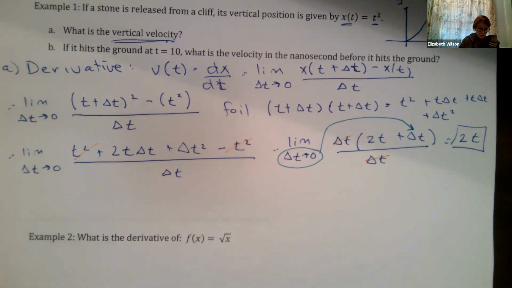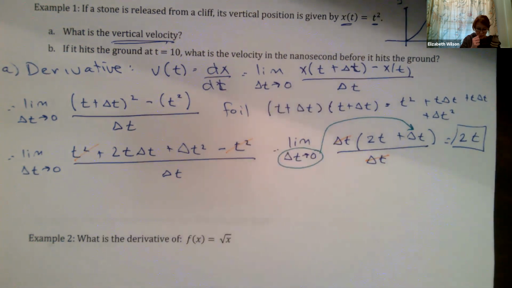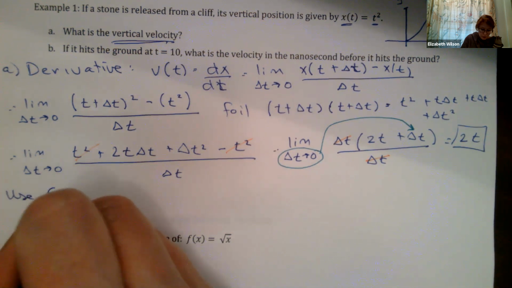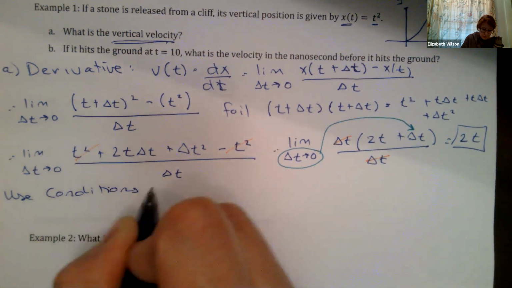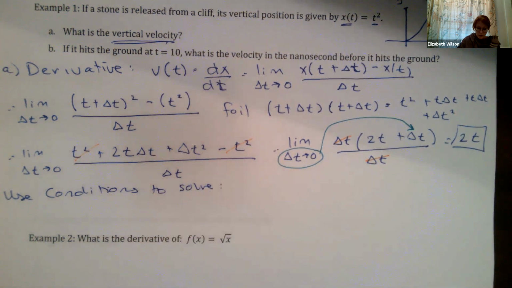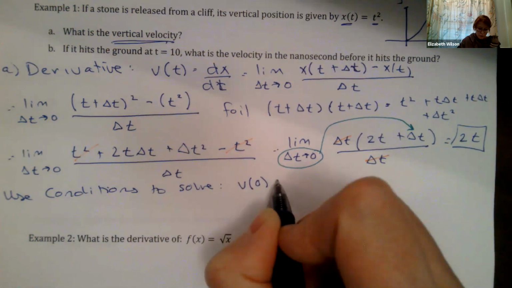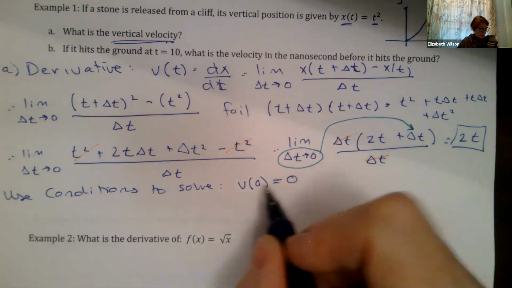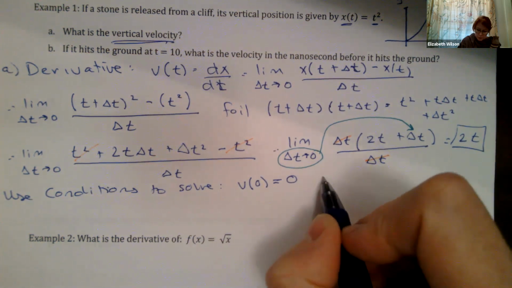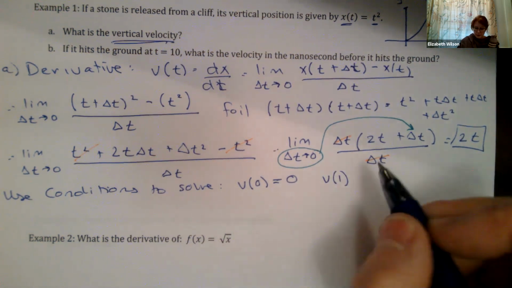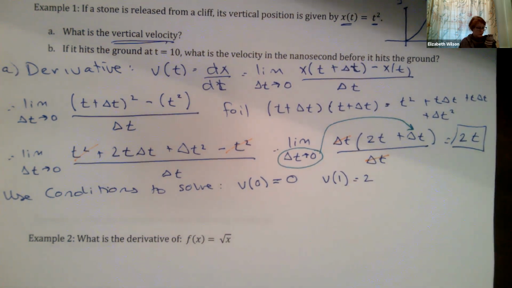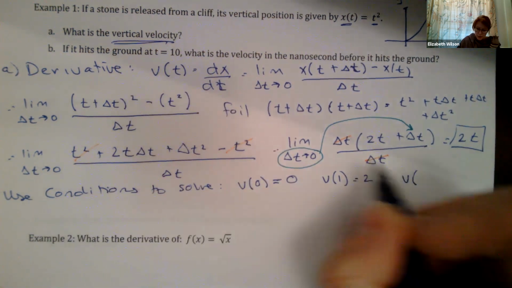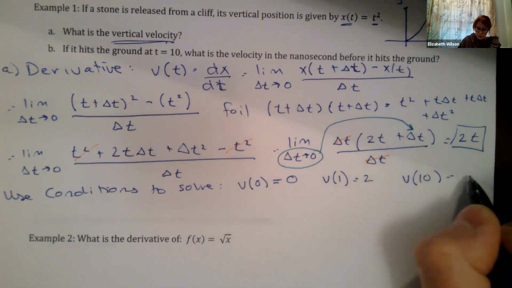Okay. So now, what is the vertical velocity? Now I can use my initial conditions to solve. Okay, so now when I very first start, my vertical velocity is 0 because the ball hasn't been dropped yet, right? So initially I'm at 0. And so at t equals 1 second, I've got a velocity of 2, okay? And also when it hits the ground at t equals 10 seconds, I have a velocity of 20.